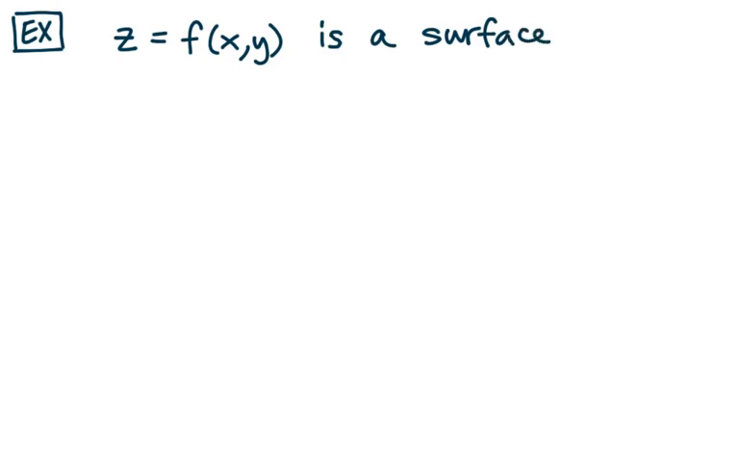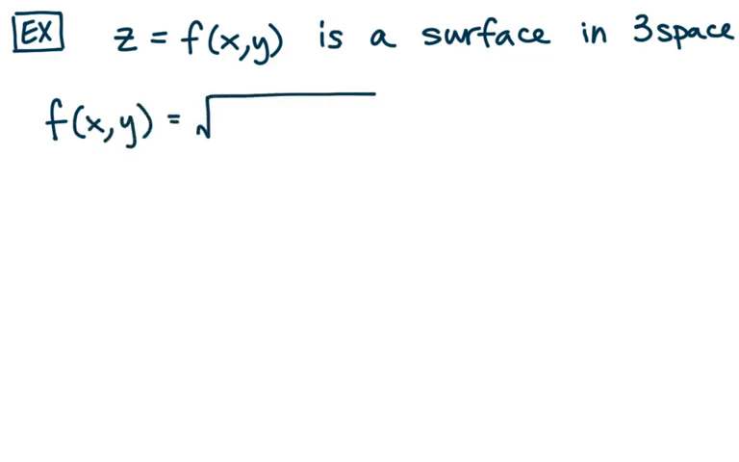So let's do an example. Suppose I tell you that z is a function of x and y. Z being a function of x and y, that is a surface in 3 space. So my example here, we have f of x y equals the square root of 4 minus x squared minus y squared. And we want to create this graph in 3 space.